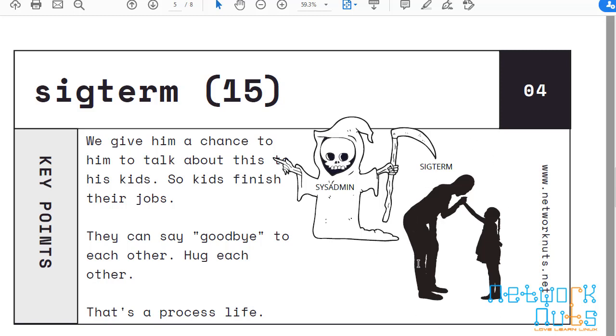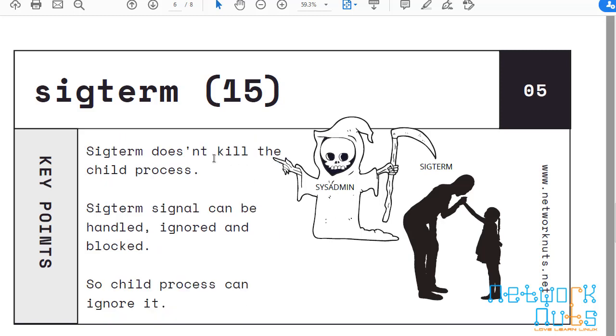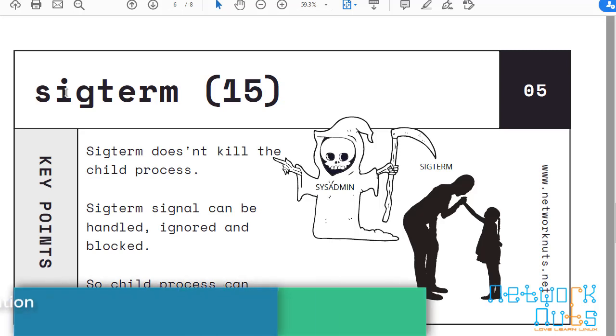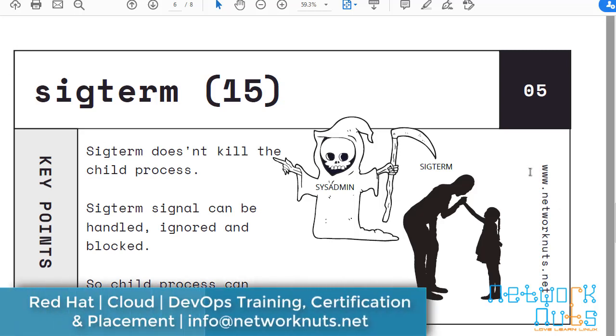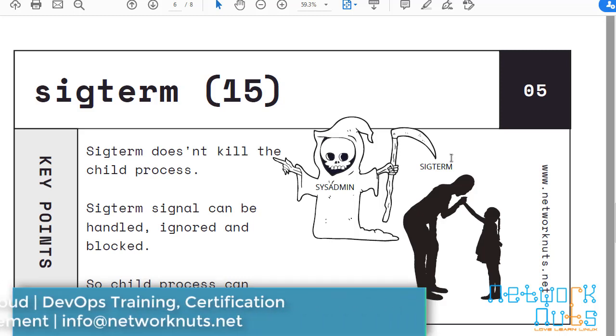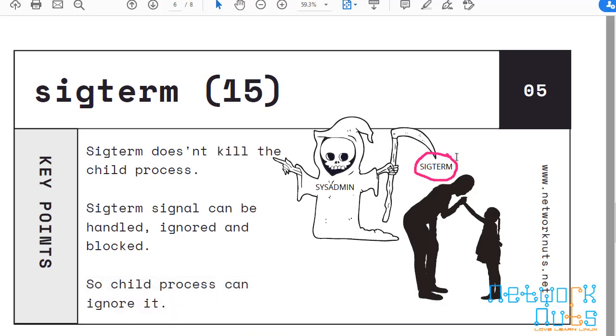And one important thing, SIGTERM doesn't kill the child process. One thing is that I'm killing the parent, right? So in normal lives, when a parent dies, that doesn't mean that the child is going to be killed, right? So the terminate signal can be ignored, can be blocked. So a child can ignore it. The terminate signal says, hey, I'm going to take your father, I'm going to take Firefox with me. Any children want to come?